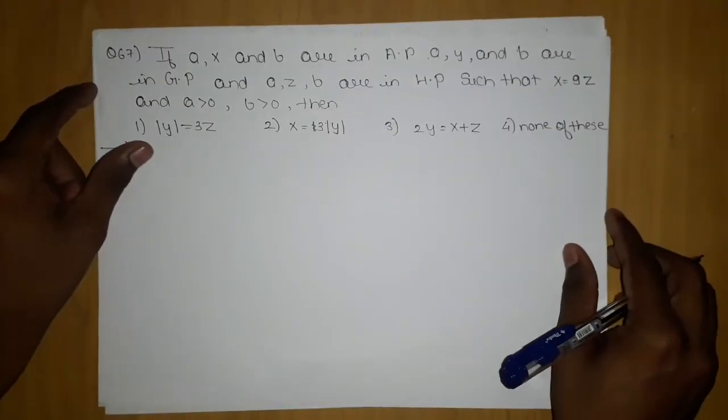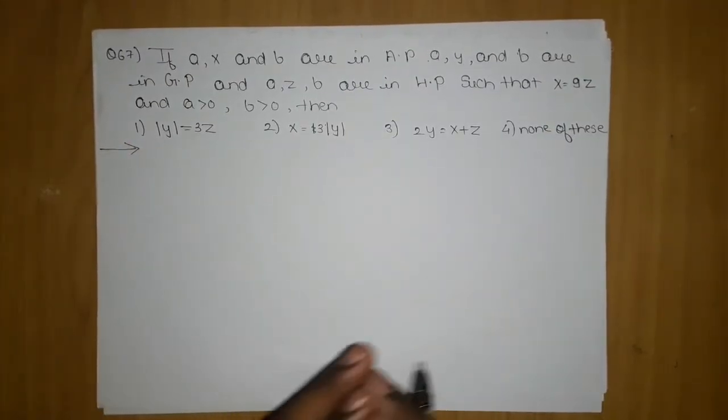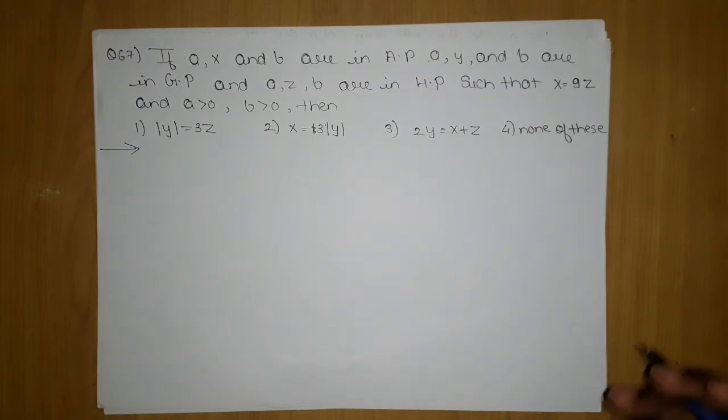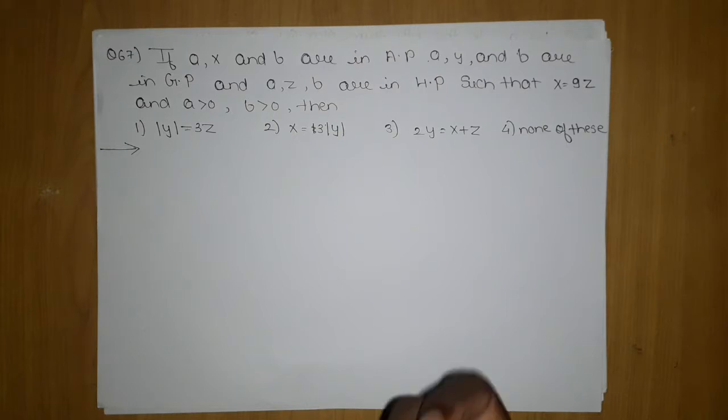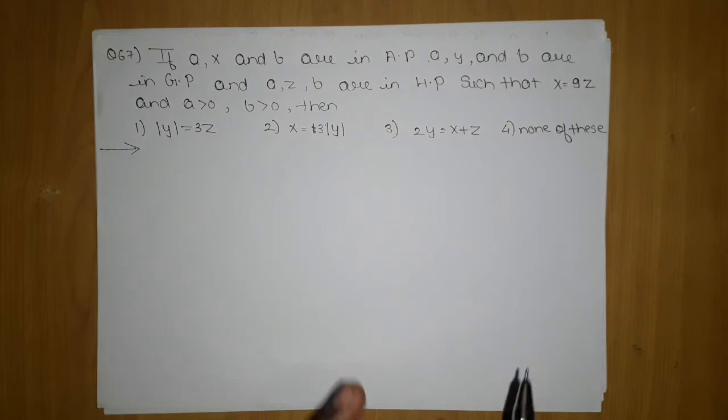Now let's move on to the next question. The next question is question number 67, which says if A, X and B are in AP, A, Y and B are in GP, and A, Z, B are in HP, such that X is equals to 9Z and A is greater than 0, B is greater than 0, then first option is mod Y is equals to 3Z, second option is X is equals to 3 mod Y, third option is 2Y is equals to X plus Z, and fourth option is none of this.